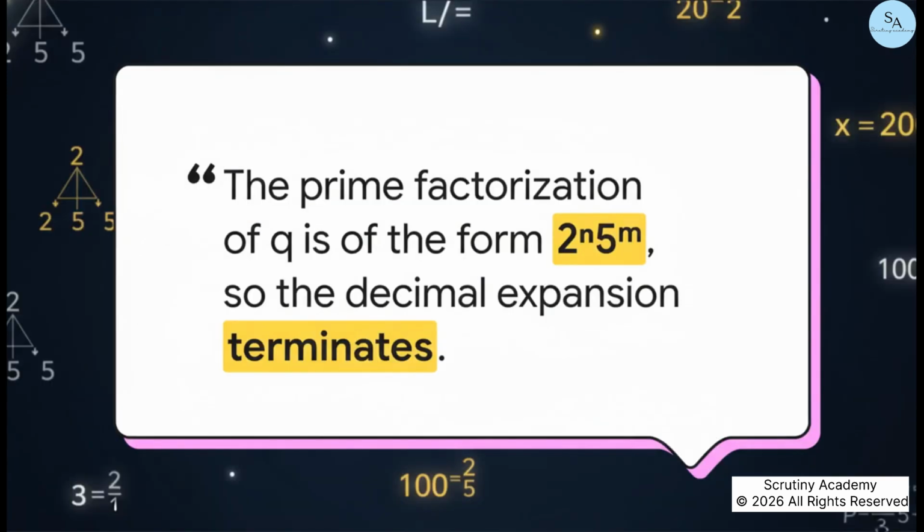And for that final step, step 4, here is the golden sentence. You should write this, or something really close to it, in your exam. Since the prime factorization of the denominator is of the form 2 to the n, 5 to the m, the rational number has a terminating decimal expansion. This tells the examiner you don't just know the answer, you know exactly why it's the right answer.